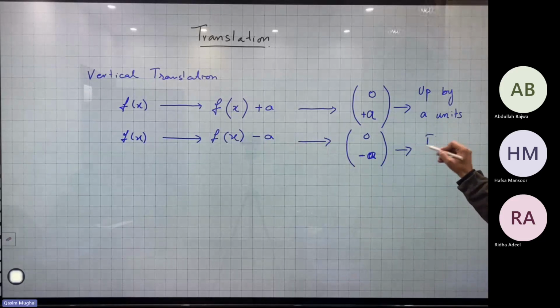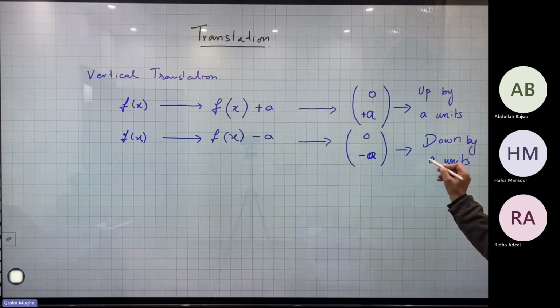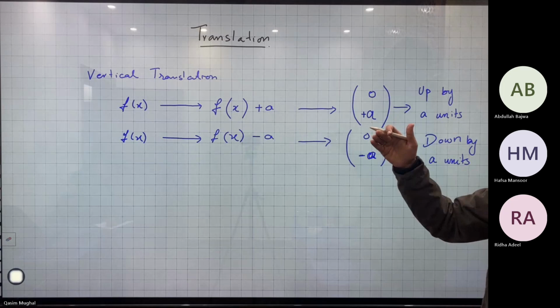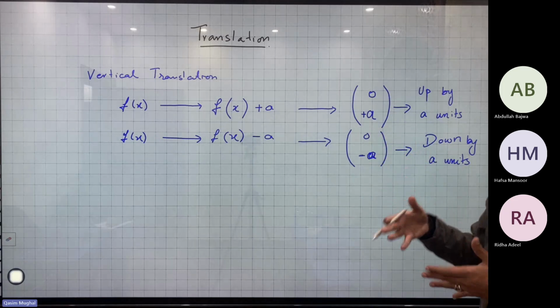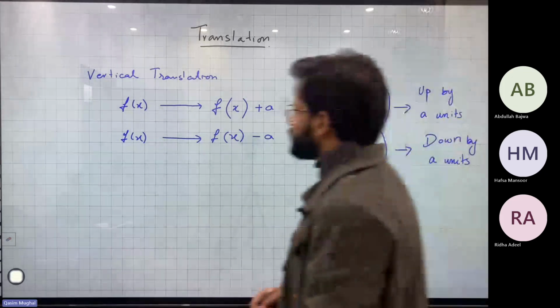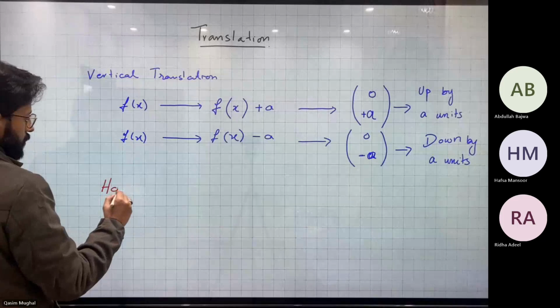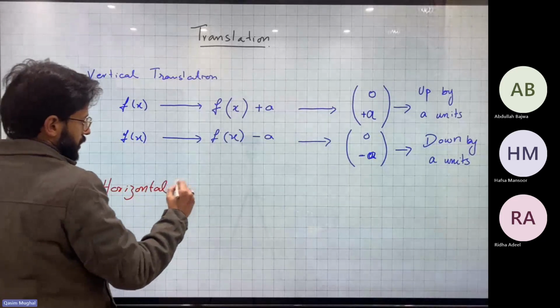So you can write it down as down by a units. I haven't written a minus sign here. This minus sign only represents the direction of the movement. Minus a means you need to move down by a units. So down by a units.